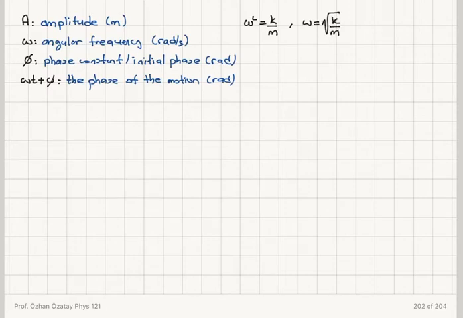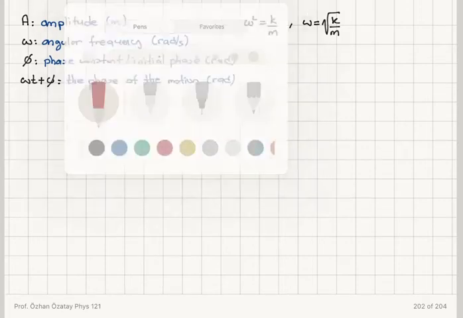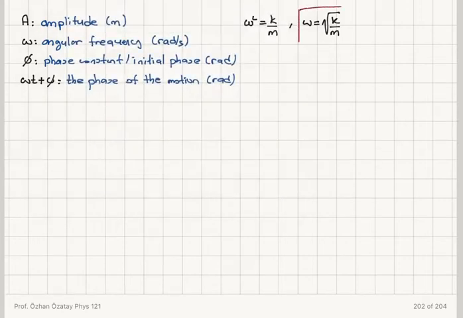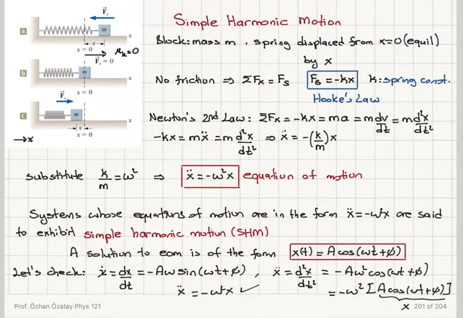And remember, how did I get this omega? I called omega squared k over m, so omega is the square root of k over m for the spring-mass system. So I have to keep this in mind.